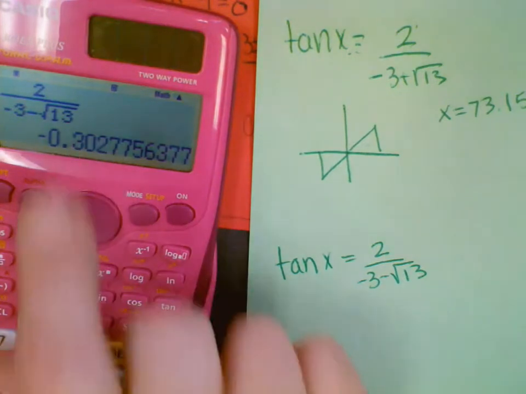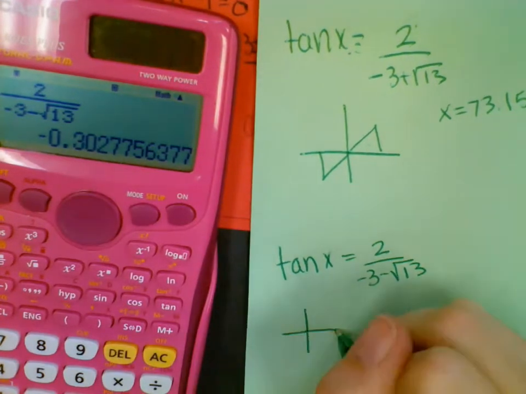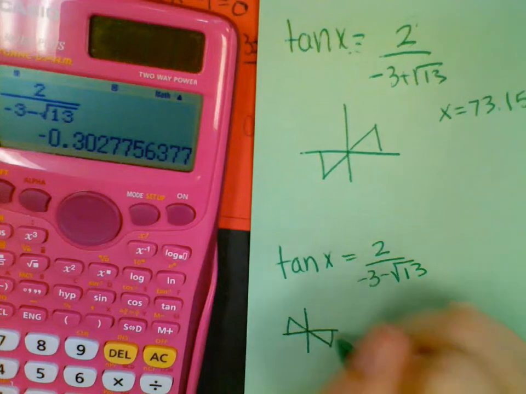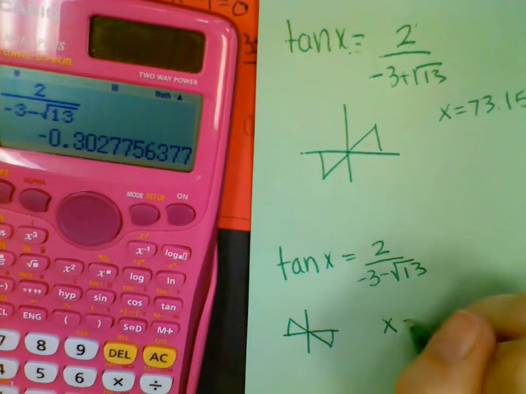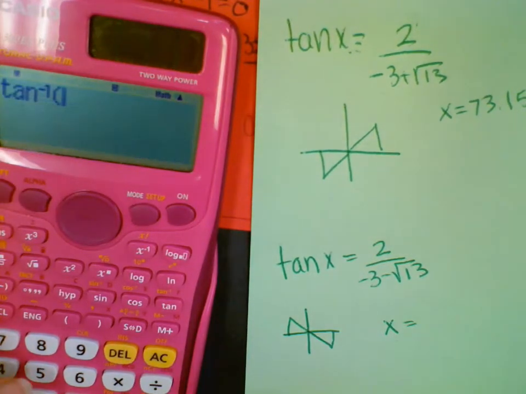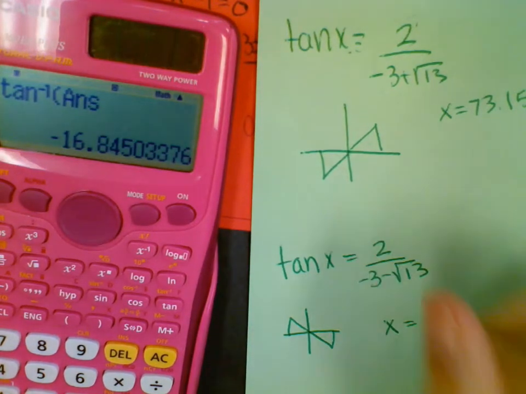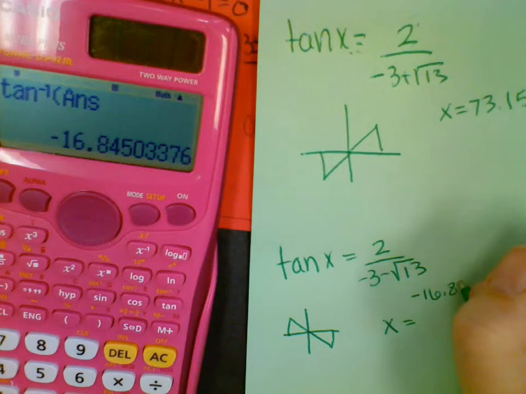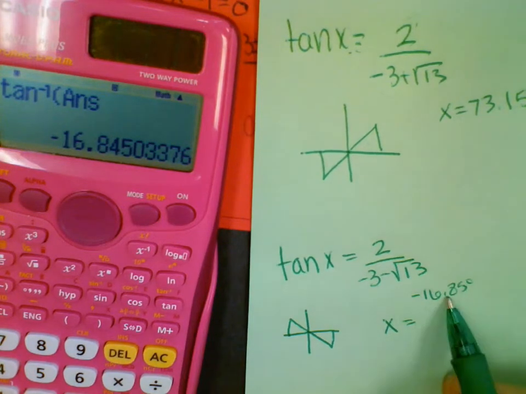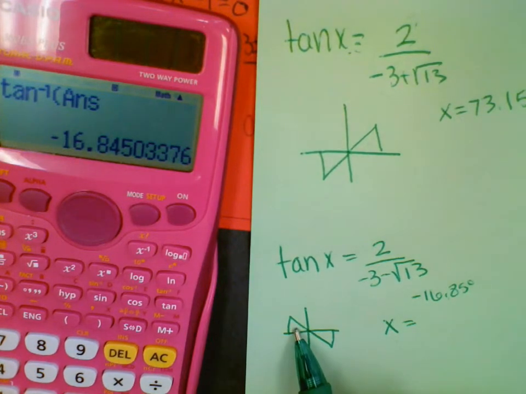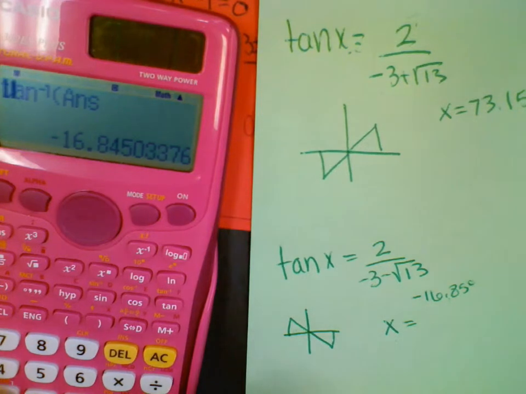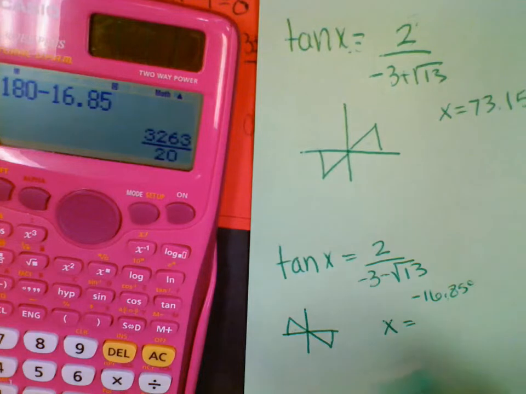So we get that this is a negative answer. So now I know that my quadrants are 2 and 4. And then I'll do the inverse. So tangent inverse of that answer. And so I get that my answer is negative 16.85. So remember, that's just our reference angle. So to figure out what it is in quadrant 2, we would do 180 minus 16.85.